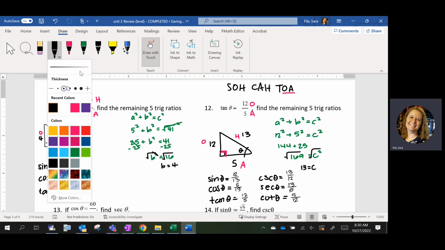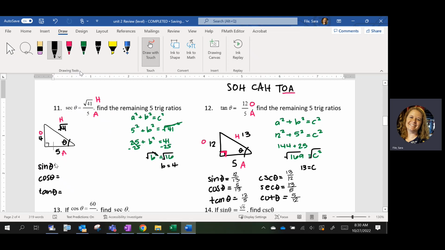All right, so we've got sine is O over H. So O is the 4, H is the square root of 41. Can I leave that in that format? Is that the proper way to leave that answer? We don't leave radicals in the denominator. We have to do rationalizing, the process called rationalize the denominator.